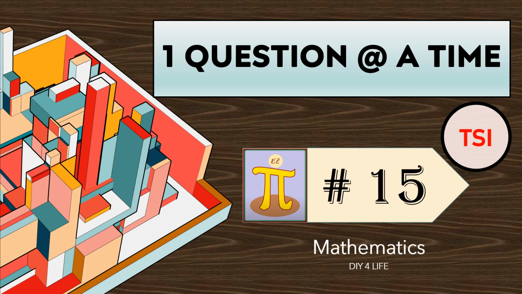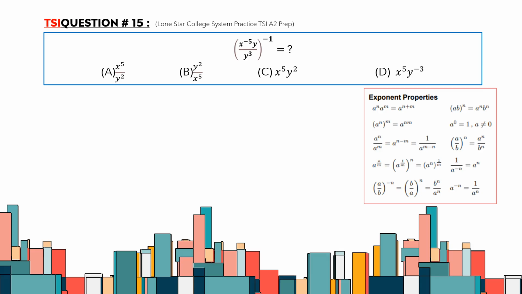Question number 15. Simplify the expression (x to the power of negative 5 times y over y cubed) all to the power of negative 1. First of all, we will review the exponent properties.